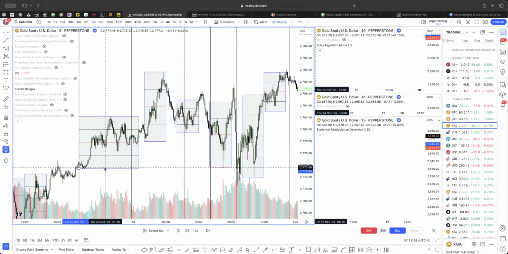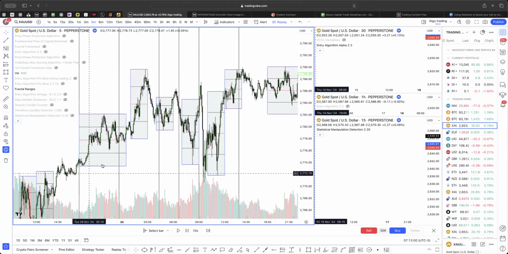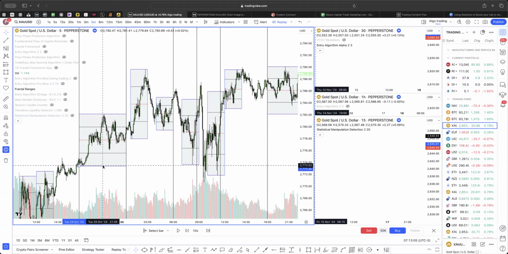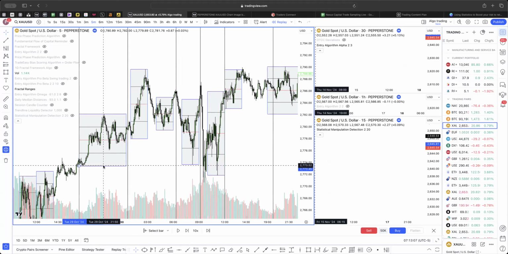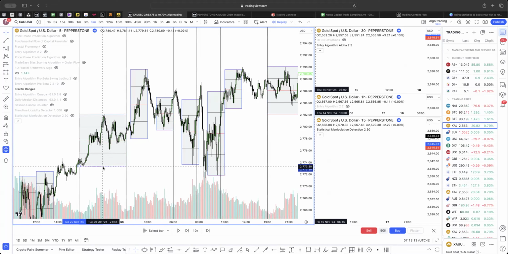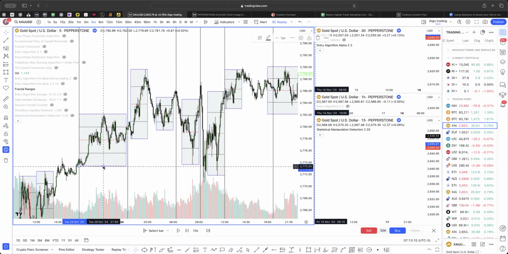Let's see. This sequence 2, we need to draw it properly. Okay. Why is there no 6 o'clock? 7 o'clock only. All right. I think because of DST. All right. That's fine. Okay.